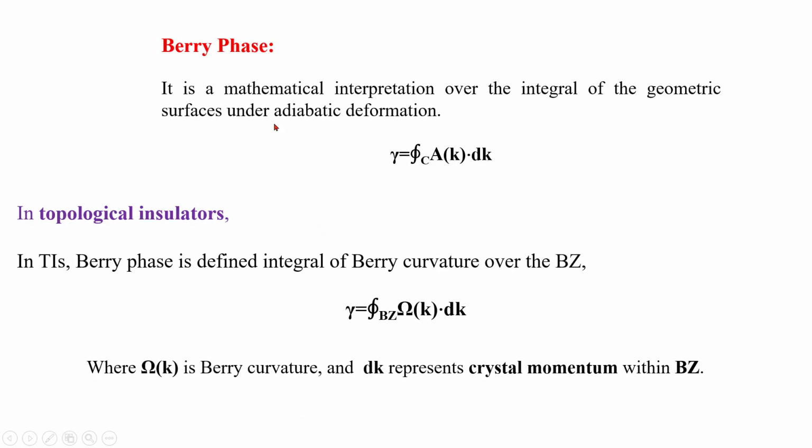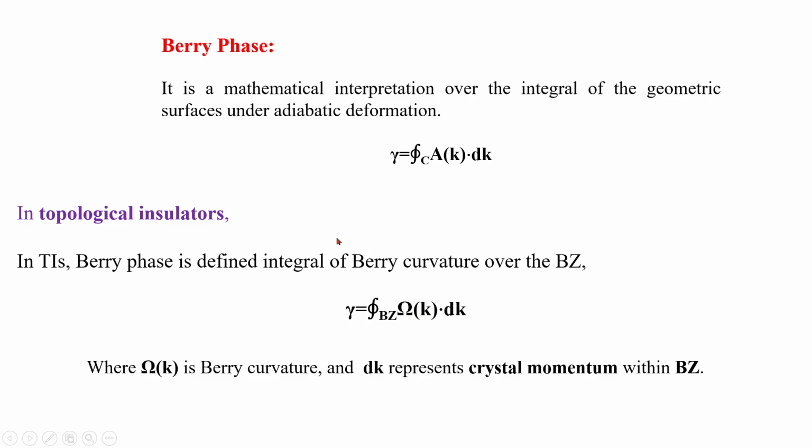Berry phase. It is a mathematical interpretation over the integral of the geometric surfaces. When a quantum system evolves slowly, adiabatically, around a closed loop in parameter space, the wave function acquires a geometric phase called the Berry phase. Mathematically, for a given Bloch state, gamma equals the contour integral of A(k) dk. The Berry curvature is the curl of the Berry connection.